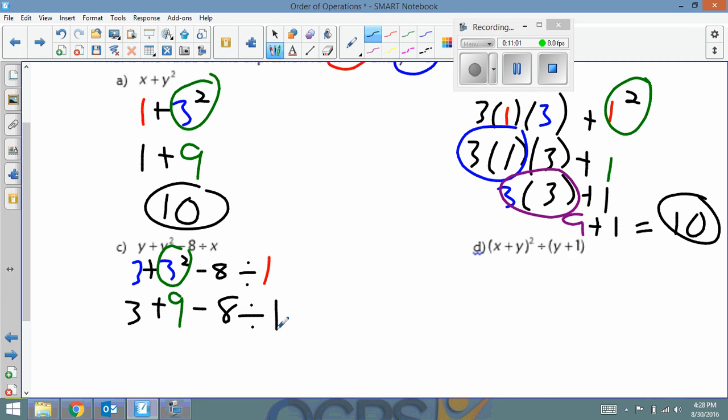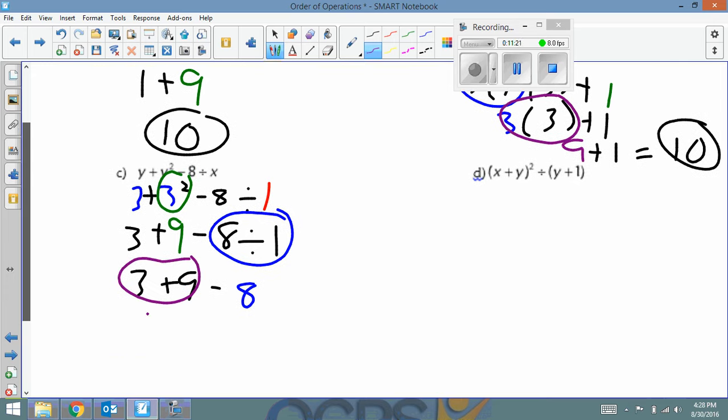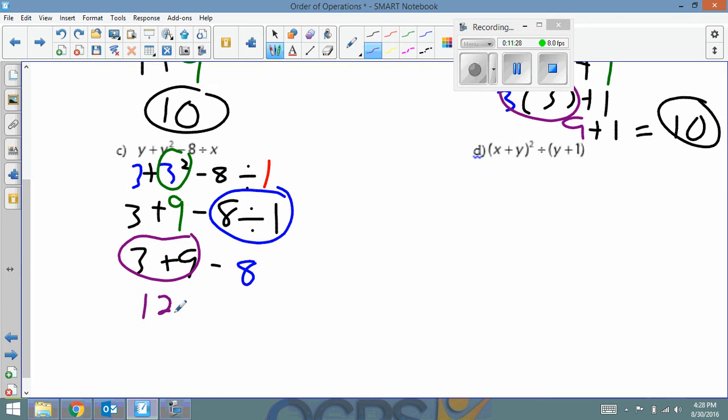Okay, we don't have any multiplication, but we do have division, so we got to do that next. So here it's 8 divided by 1, which is just 8. And according to addition and subtraction, you got to do it from left to right. So we got to do the left first. So our left one is this one. So 3 plus 9 is 12. And then 12 minus 8 gives us a final answer of 4.